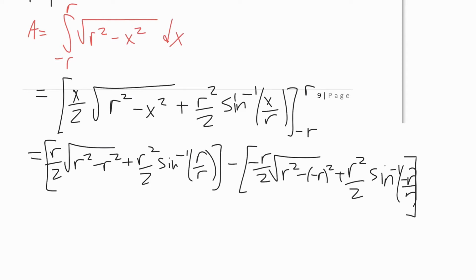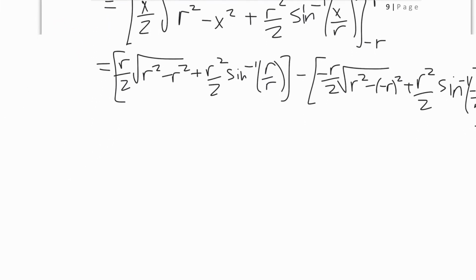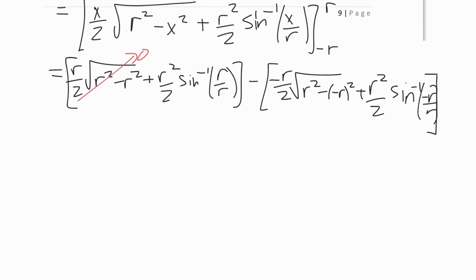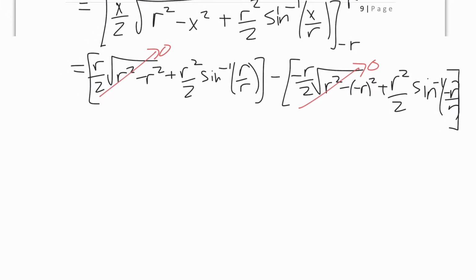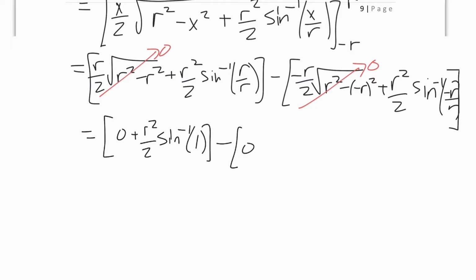All right. Well, let's simplify this as we go. r squared minus r squared, that's 0. And over here we've got r squared minus negative r squared, that's going to give us also 0. So that means we just have 0 plus r squared over 2 sine inverse of 1, minus 0, minus r squared over 2 sine inverse of negative 1.